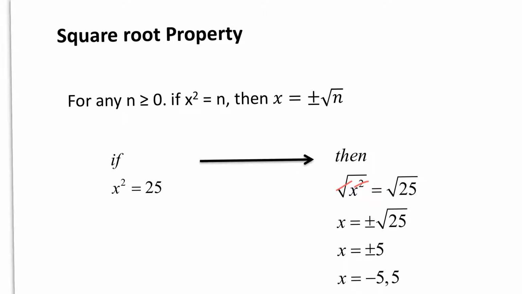Now some books, some worksheets, some teachers, they like to separate the two answers. When you get to this step, you have a negative 5 and a positive 5. You guys can do that in my class. You guys can do that on the test. But for me, I'm not too picky. You guys can leave your answer as x equals plus or minus 5. So just make sure you know what your teacher wants.